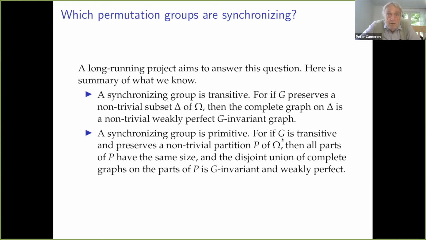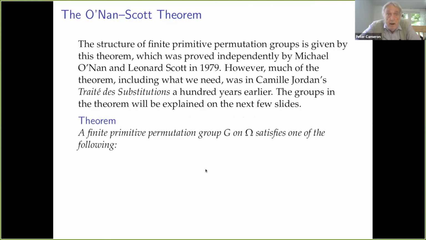Synchronizing group is primitive. I more or less explained this before. If there's an invariant partition, you take the disjoint union of complete graphs on the parts of that partition. And so once we're into primitive groups, we're into very familiar territory for permutation group theorists. So there's a theorem called the O'Nan-Scott Theorem with a very interesting history.